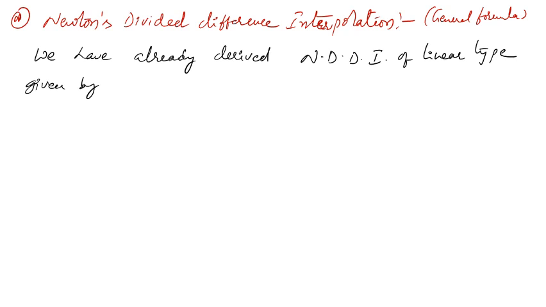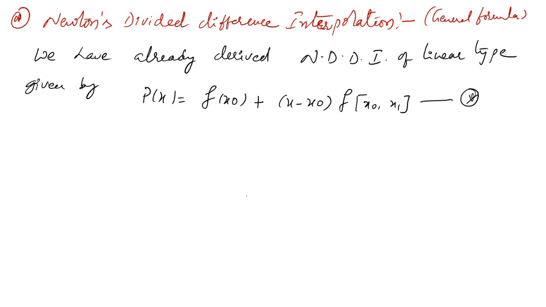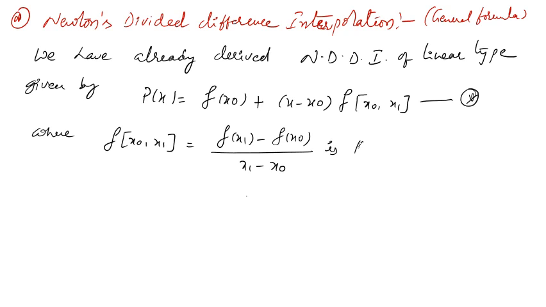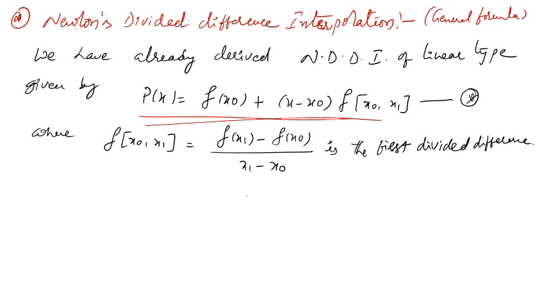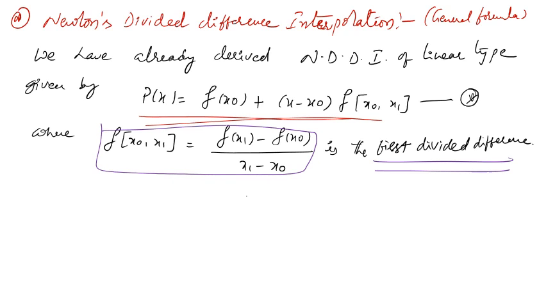What is a polynomial? One can write p of x equal to linear polynomial p of x equal to, what is that? F of x naught plus x minus x naught into the first divided difference, right, where f of x naught comma x1 is equal to what? F of x1 minus f of x naught by x1 minus x naught is the first divided difference, okay. This is the main formula. And what is this formula? This is the first divided difference. Remember this, first divided difference.